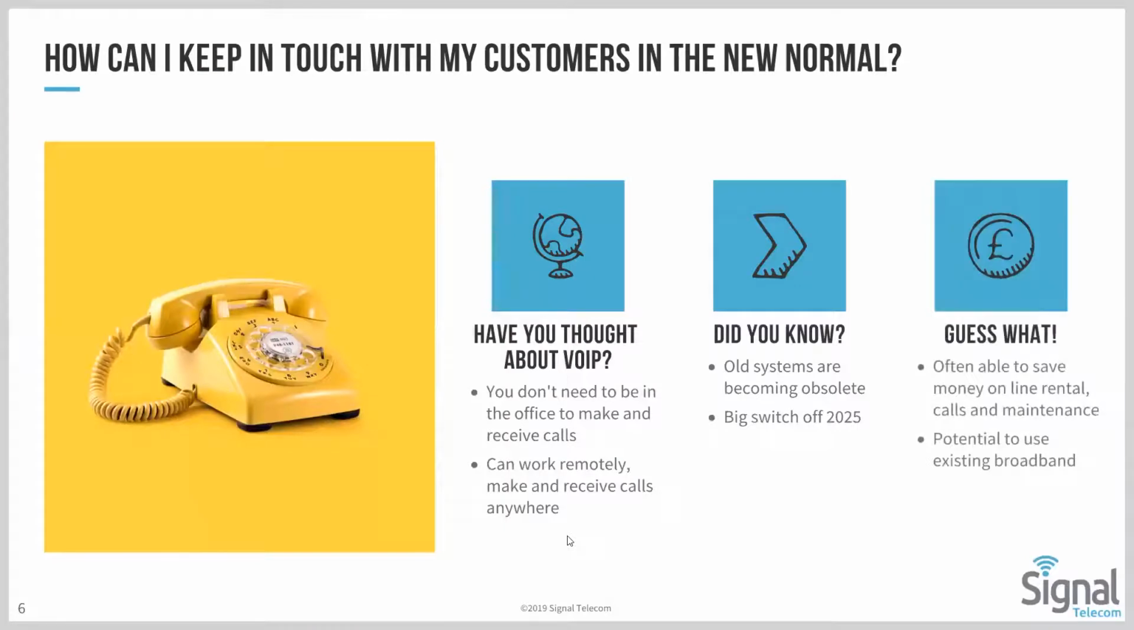Well, keeping in touch with your clients today is easier than ever because of Signal Voice Cloud and VoIP. VoIP stands for Voice over Internet Protocol. You might be using the VoIP system now and not be aware of its full potential. Some of you might not have heard it before. With VoIP, you don't need to be in the office to make or receive direct office calls. It's an internet-based system, which means you can literally work from anywhere in the world and still be in the office, or appear to be at least.